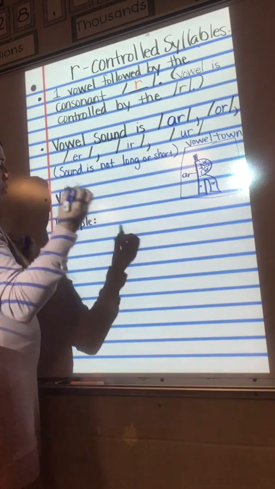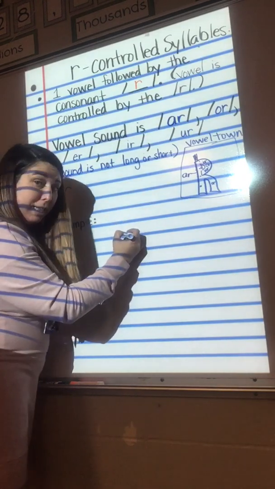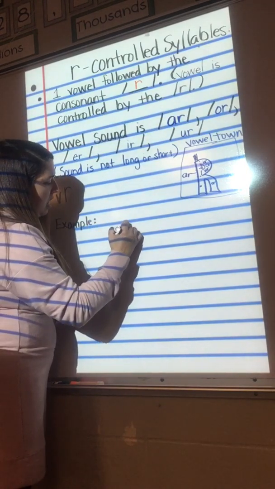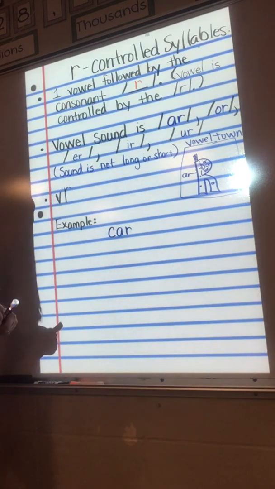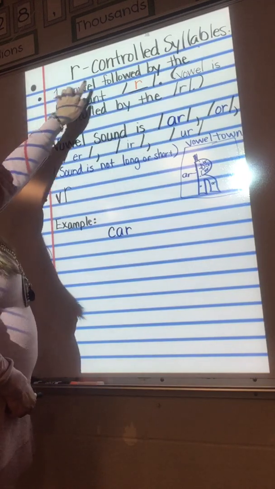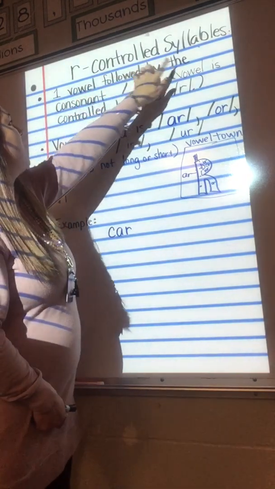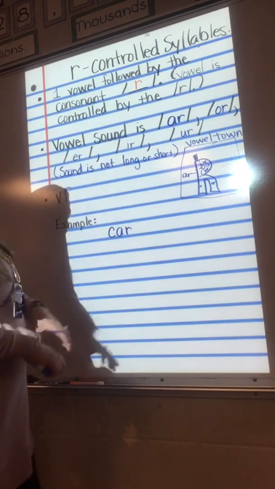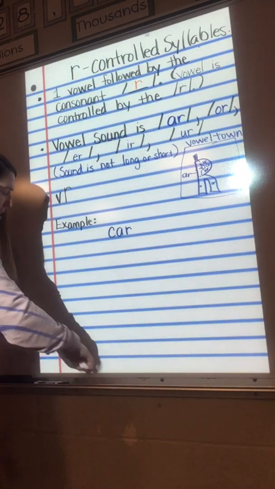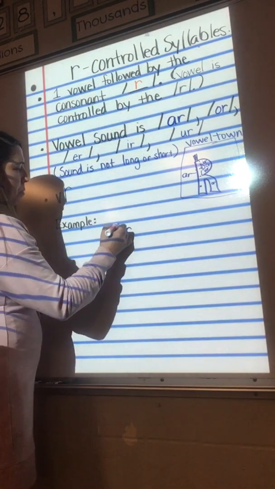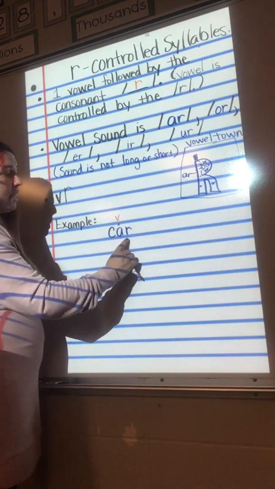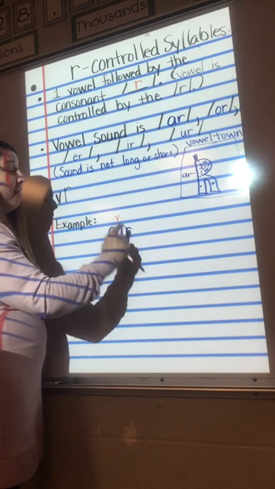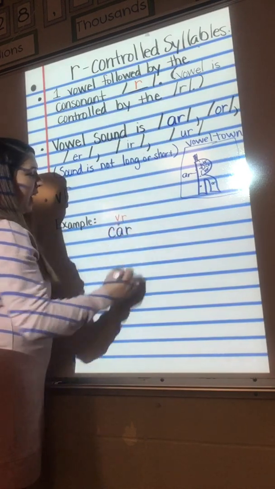Okay, our first word that I'm going to spell for you is C-A-R. Okay? So I'm going to look at this and I'm going to say it's one vowel followed by the consonant R. I see my vowel. I'm going to dot it and label it. And I notice that it's followed by, if you said the R, you're correct.